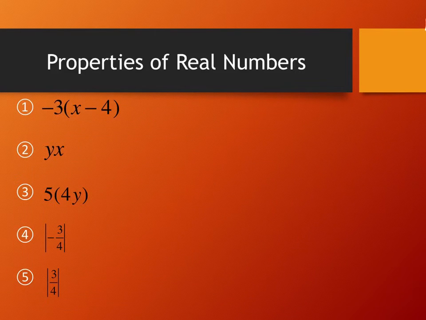There are some properties that real numbers have. Some of them are so familiar to you by now that you don't even think about them when you use them. And others of them are less familiar, or you might remember the name of the property. The first one that's listed here is the distributive property, right? We can distribute across there. So this is the distributive property.